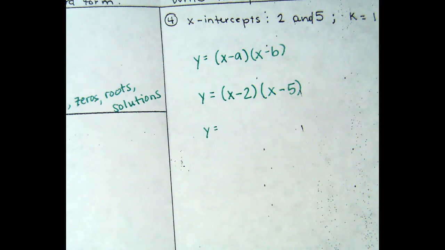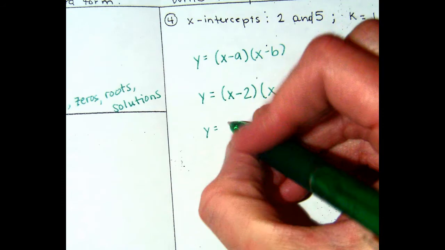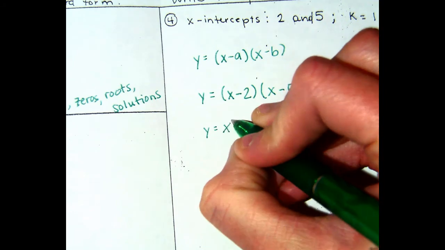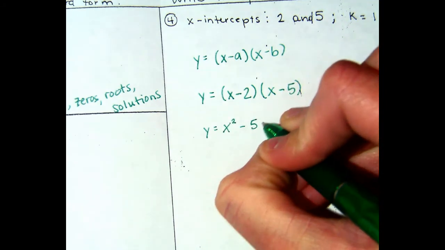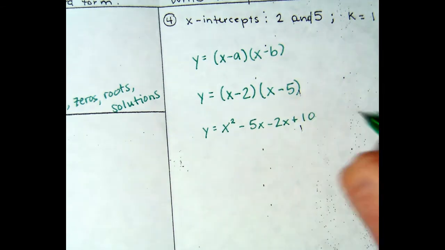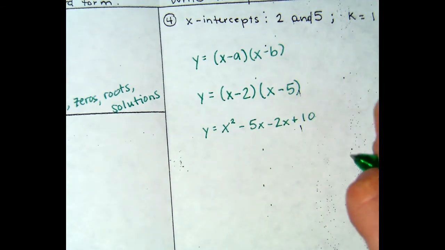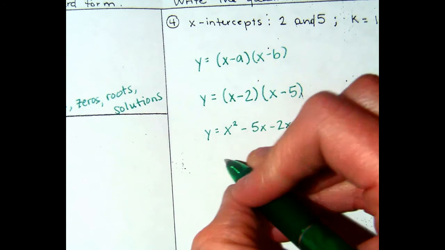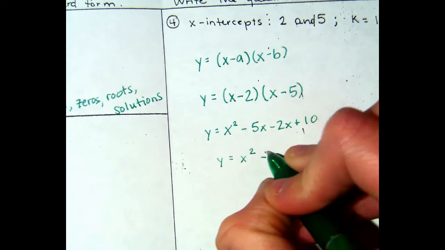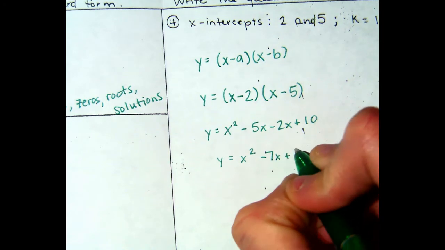What is x minus 2 times x minus 5? Plus what? Did we not already do that? We did, almost. Number 2. So y equals x squared minus 7x plus 10.